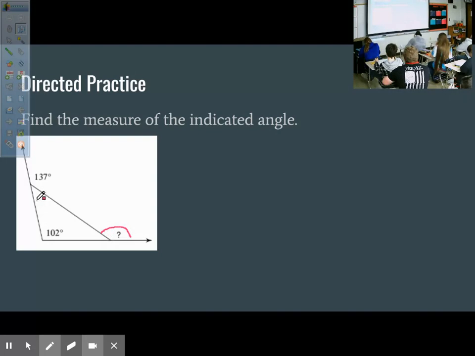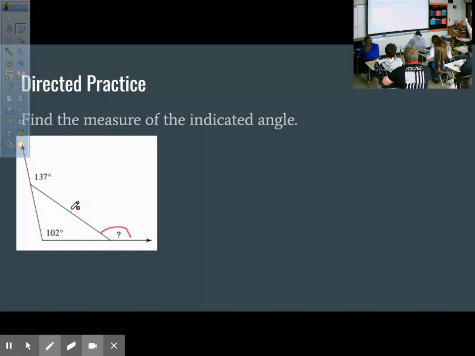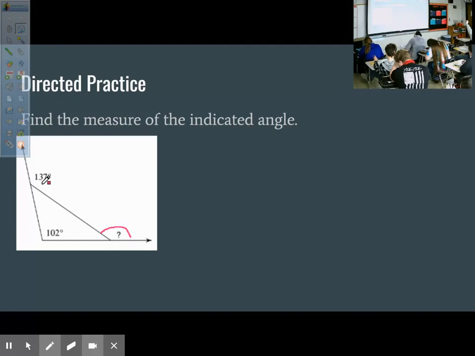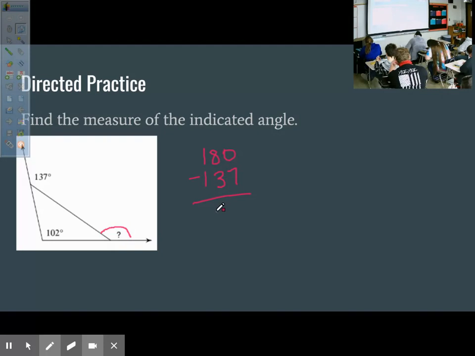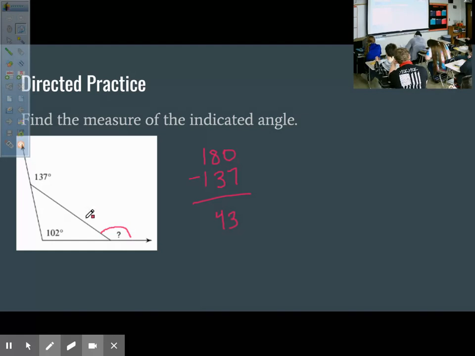Oh, but they don't give me this angle. Well, that's okay because, see, at the top angle, 137 plus something has to equal 180. Why? Because they're linear, and linear equals 180. So you're going to take 180 and subtract 137. That's going to give you 43. Not 143, 43.